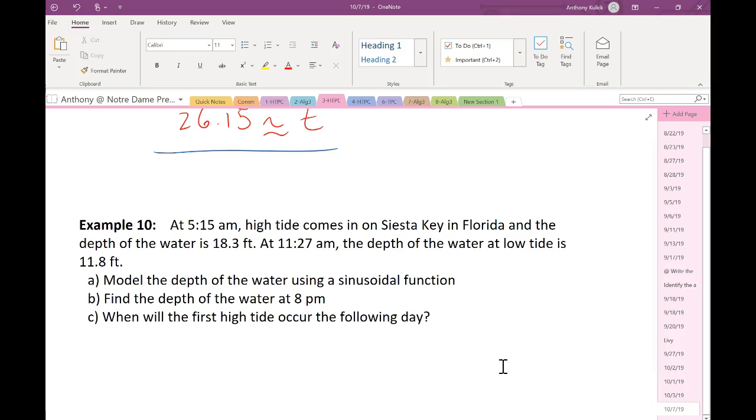So at 5:15 a.m., high tide comes in on Siesta Key, Florida, and the depth of the water is 18.3 feet. At 11:27 a.m., the depth of the water at low tide is 11.8 feet. Model the depth of the water using a sinusoidal function, and then we'll find the depth of the water at 8 p.m., and then when the first high tide will occur the following day.